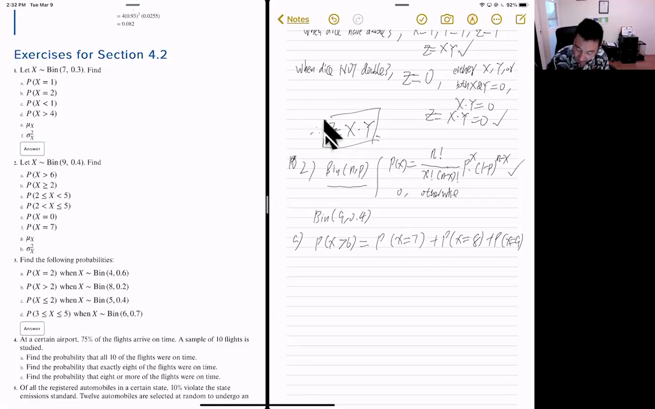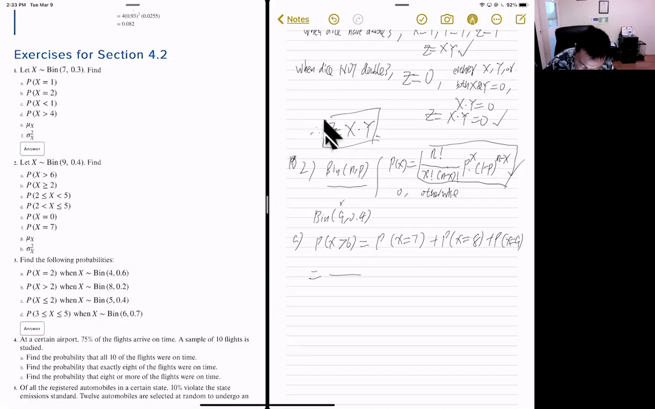Anything else? Could we have X equal to 10? We cannot, because we have 9 trials. So the most number of successes that can happen is 9. We cannot have 10 successes, right? So P(X equal to 9) is the max possible. Then next we just plug X equal to 7 into the mass function here.